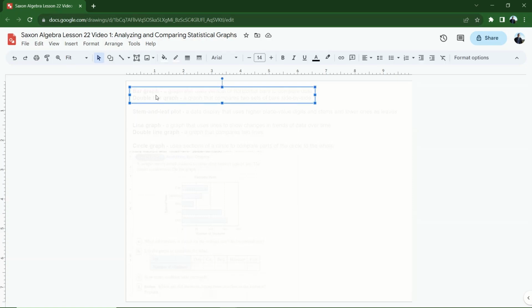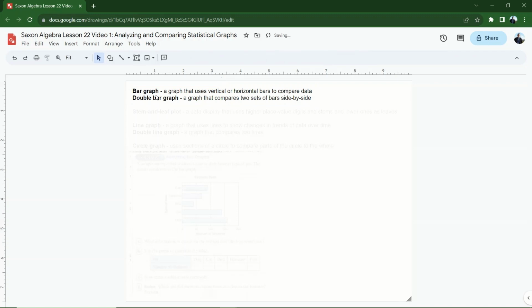Let's get started. The first type of graph we're going to mention is a bar graph. It's a graph that uses vertical or horizontal bars to compare data. We can also consider a double bar graph, where we put two sets of bars side by side to compare two different sets of data that are related to each other. For example, it might be sales in 2022 and sales in 2023. You can compare how you're doing this year compared to last year.